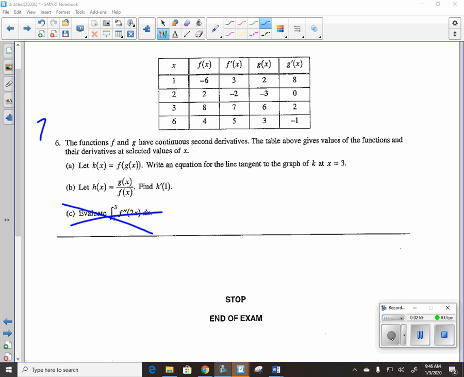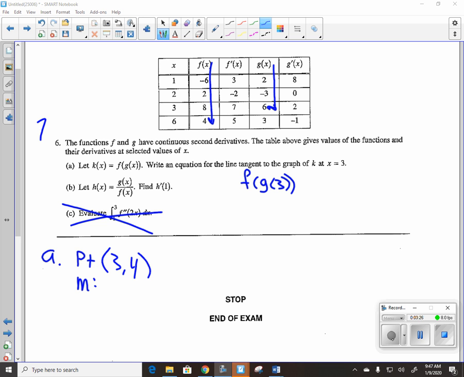The first problem says let k of x equal f of g of x, find the equation for the line tangent. So in order to find the equation for a line tangent, you need 2 things. You need a point and you need a slope. In order to find the point, we have x is 3, so you have to be able to determine f of g of 3. Well, that's composition. G of 3 is 6, and then you do f of 6, which is 4. So you get 4 for your point.